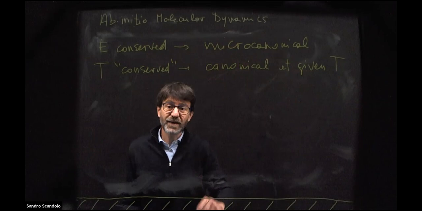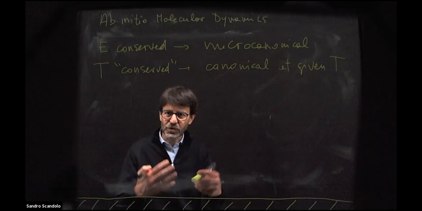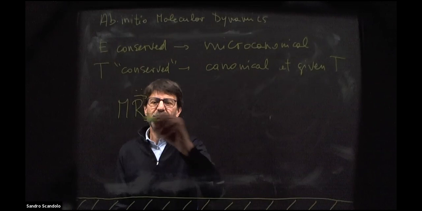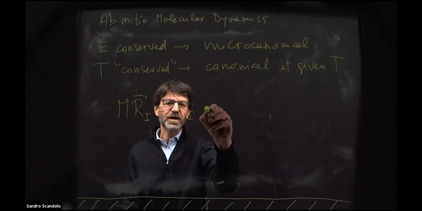Now the trick to do that, and there are several tricks to do that. I'm just showing one because there are plenty of tricks to do molecular dynamics in the canonical ensemble. Let me just describe in very, very qualitative terms how one goes about doing that. You have your equation, which is Newton's equation. But what you do is, in addition to your force, you add a friction term. A friction term is proportional to the velocity of your particle.